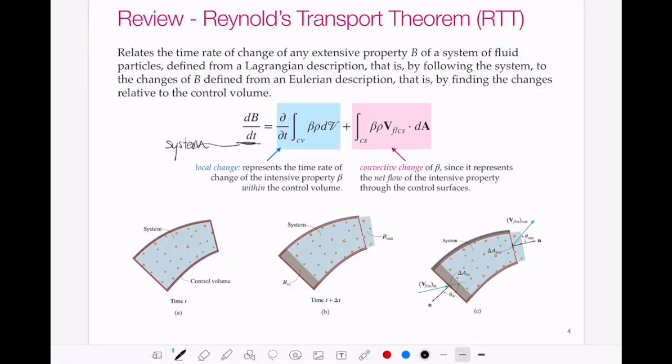And if delta t becomes very, very small, we can relate these masses of the system moving in and out to what's in the control volume, and we would end up with our Reynolds transport equation. This is the equation that we will use anytime we want to do some fundamental Lagrangian equation of motion, whether that be conservation of mass, conservation of energy, or conservation of momentum. We will be using this equation.